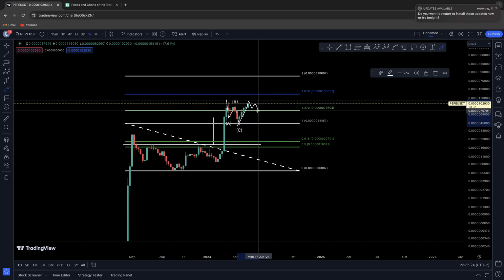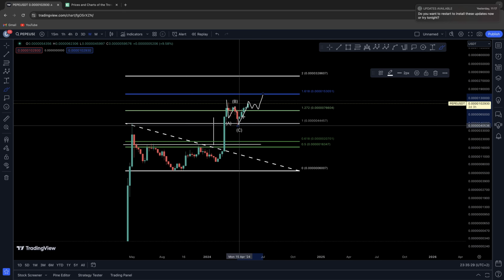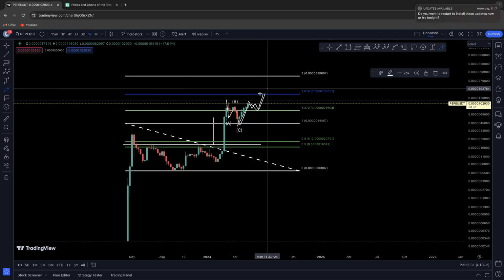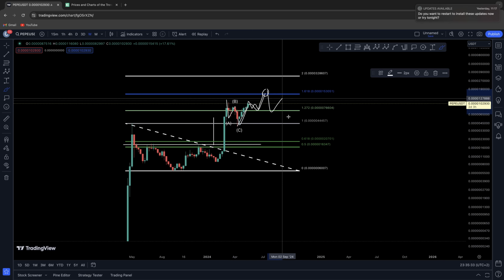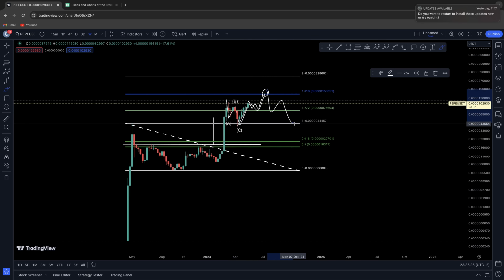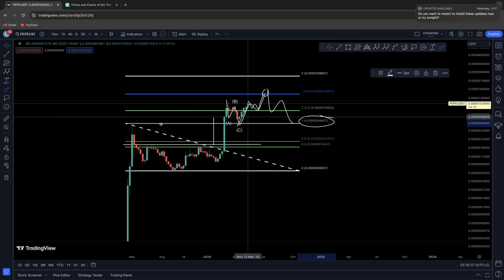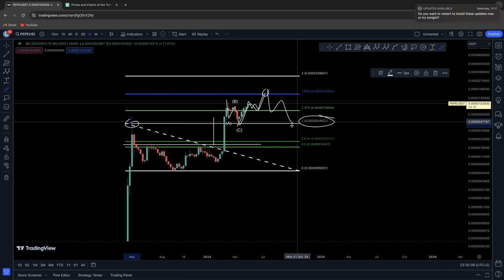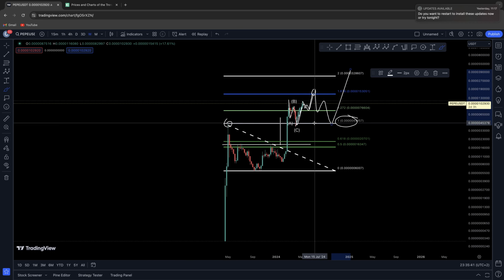So we could, over the next couple of weeks, potentially see some sort of rejection here, maybe come back down to the 1272 again, I don't know, before the continuation up here, and have some sort of A, B, C wave up into this 1618. And at this point, I do think we potentially come back for a deeper retracement, potentially back down to the all-time high again, before continuation of the trend.